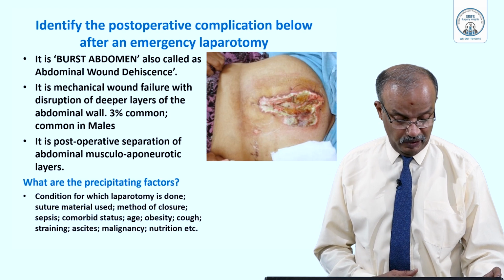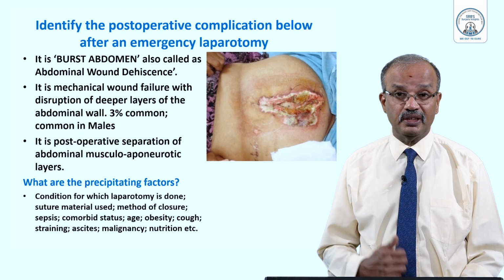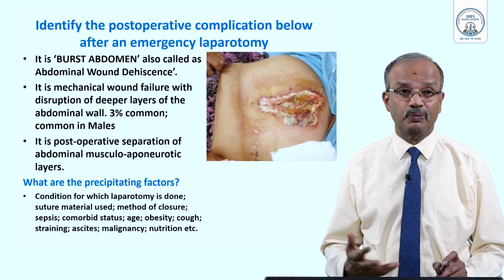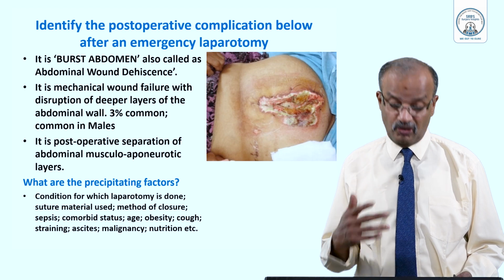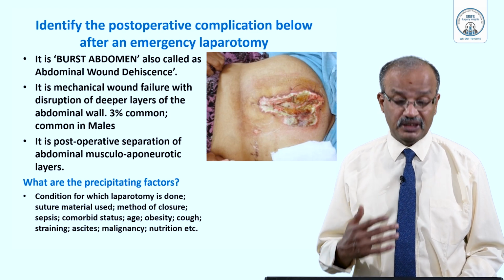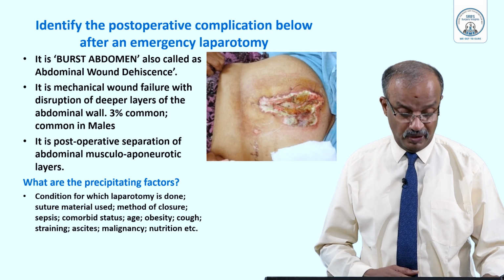So what are the precipitating factors? Remember: the condition of the patient, critical patient, diabetes, immunosuppression, sepsis, peritonitis, old age, obesity, cough, straining, ascites, and nutritional status. Everything here is a precipitating factor.